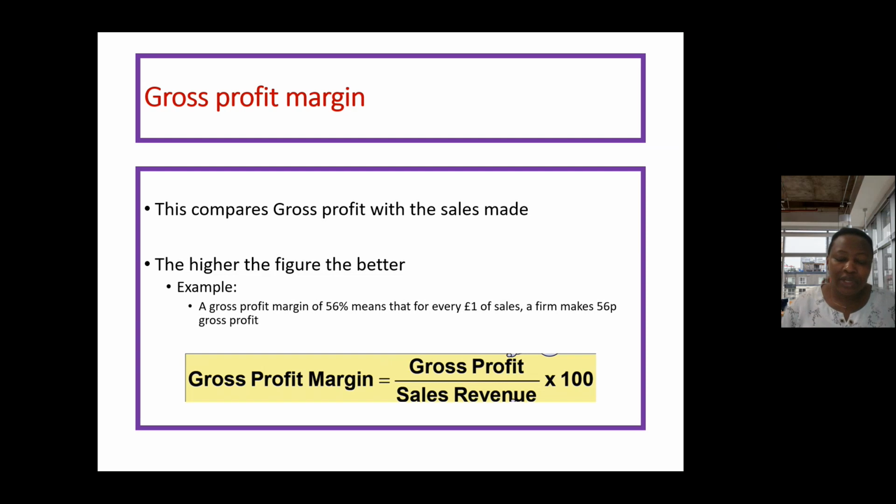What you use to calculate the gross profit margin is your gross profit over sales revenue multiplied by 100. So you're going to be using your gross profits, you divide that by your sales revenue and you multiply it by 100. Whatever you get, say for example, you get 56%, what it just means is that for every £1 of sales that has been made, the firm has made over 50% of profit, gross profit. So you've made 56p of gross profit.